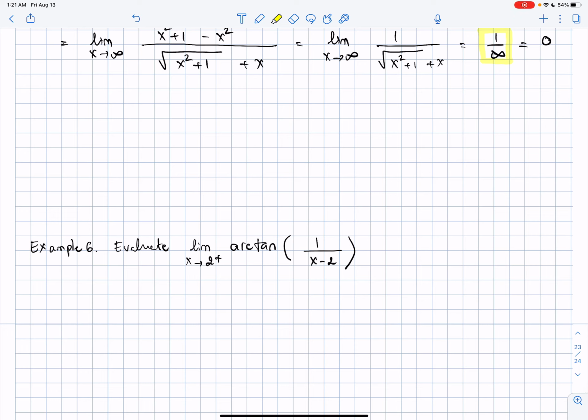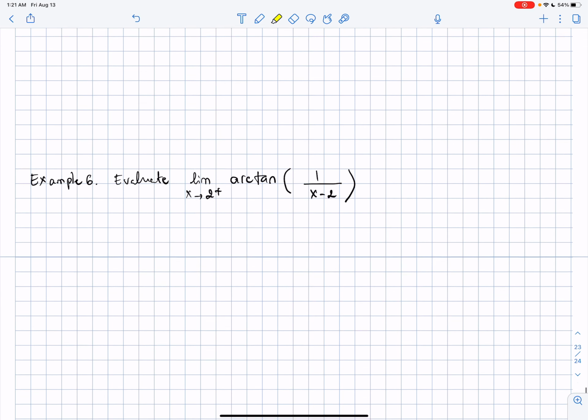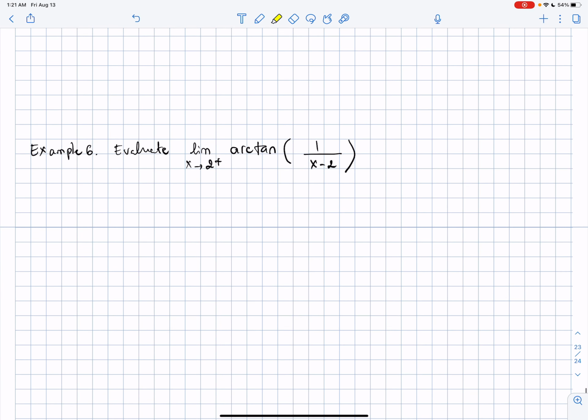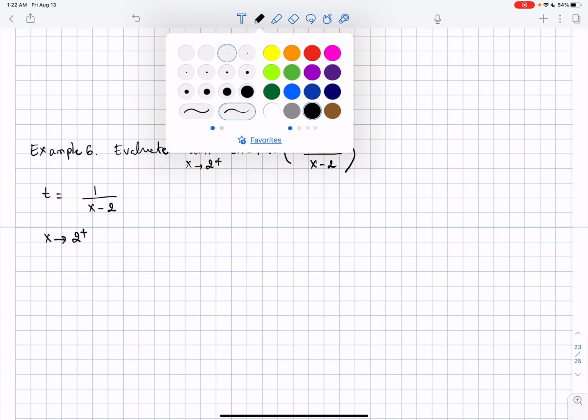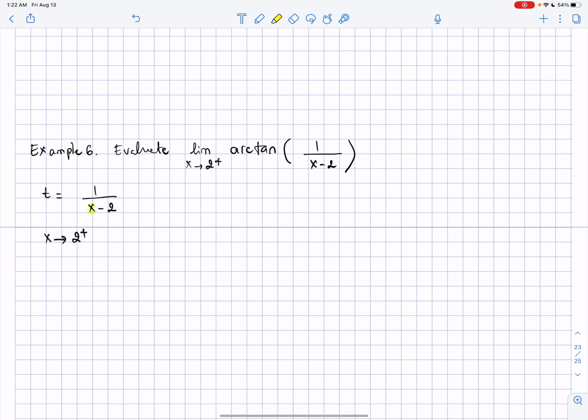Example number 6 in this problem is a little tricky. We need to do a substitution for this problem. So we're going to let t equal 1 over x minus 2. We see that when x approaches 2 from the right side, x is bigger than 2, so x minus 2 approaches 0, but it's positive 0.